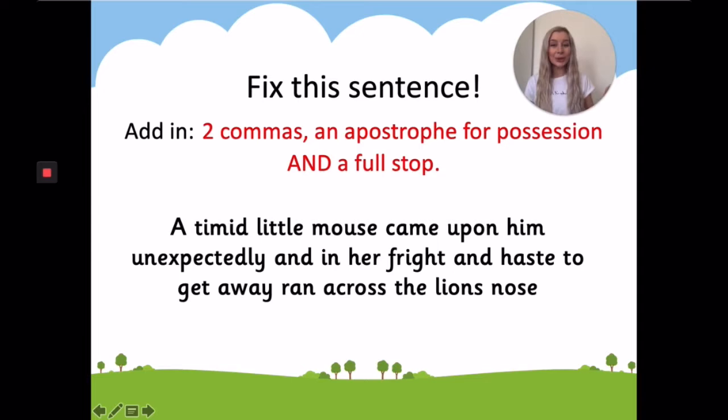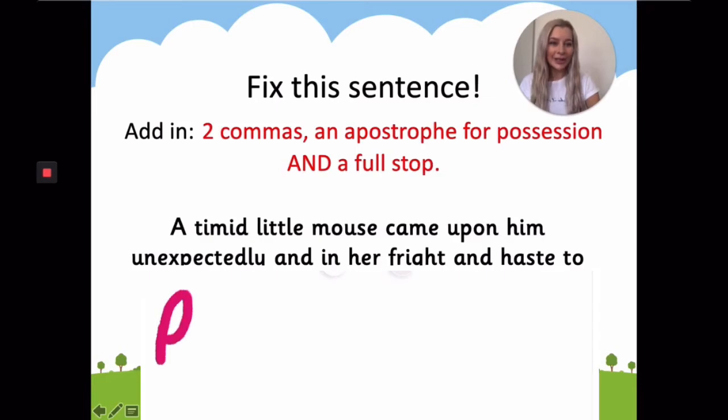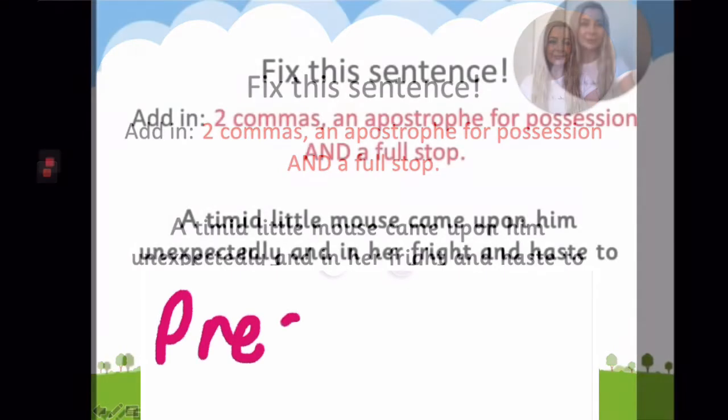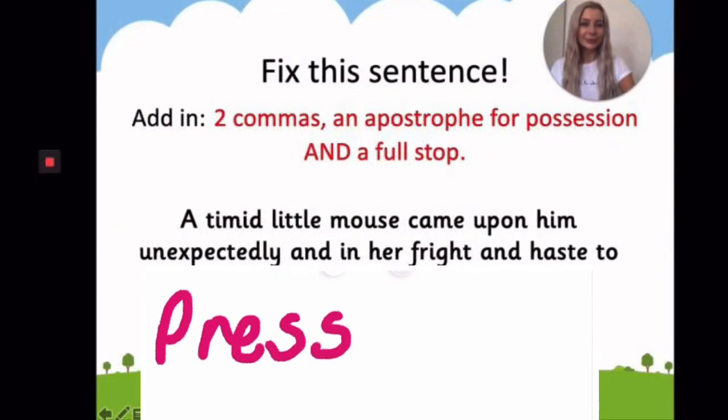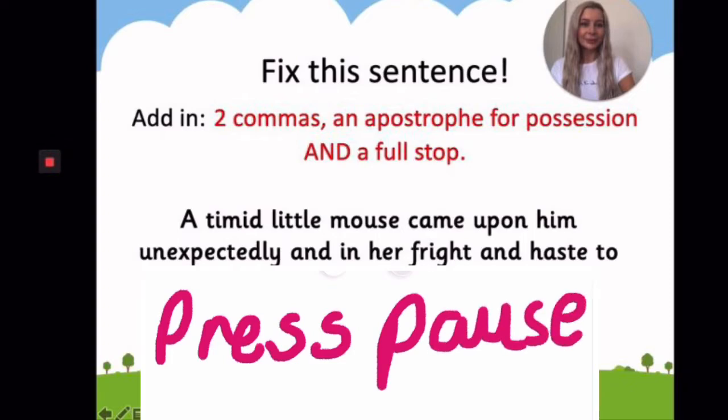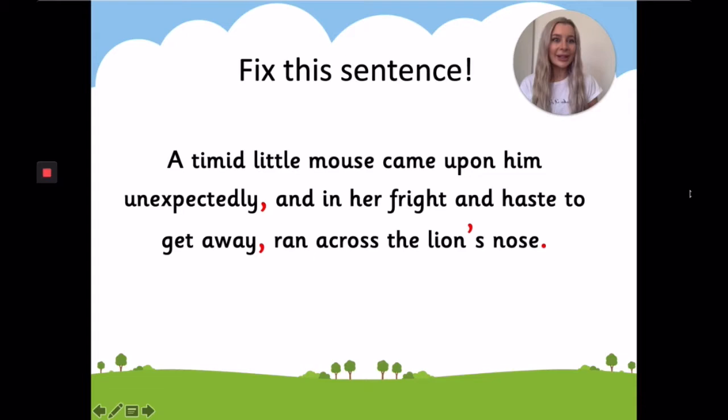See if you can fix this sentence. It needs two commas, an apostrophe for possession, and a full stop. Take a few moments to see if you can put those where they need to be and have a go. When you're ready, move along and see if you got them right. So let's see how you did.